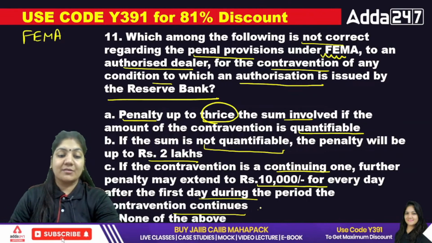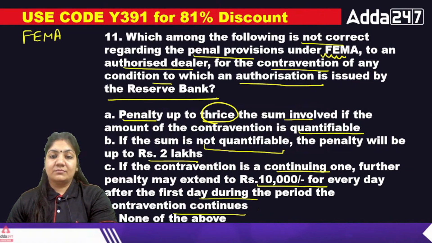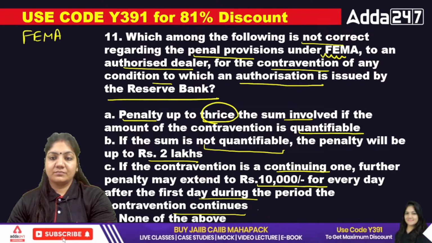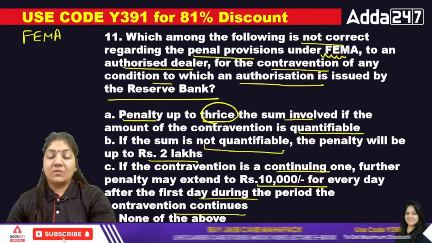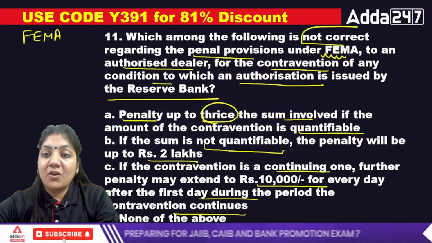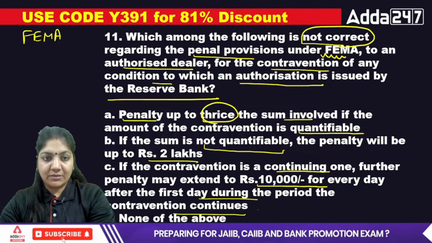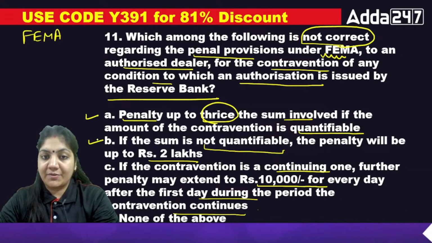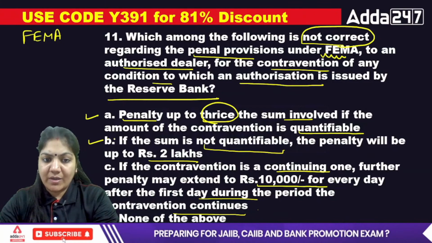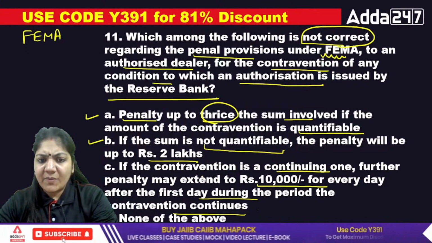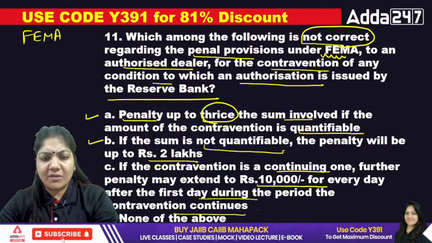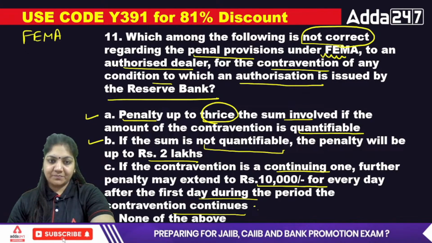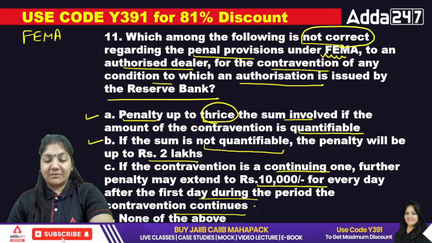So which of the following is the right answer? Not correct. You have to tell me the not correct one. So I think if you see the concept given in the paid batch, point A and point B were there. This is the penalty given under this one. See, if the contravention is continuing, the penalty may extend to 10,000 every day after the first day during which the contravention continues. That is the right answer. 11th one. And D is none of the above.